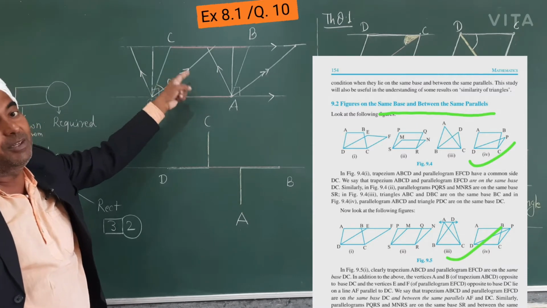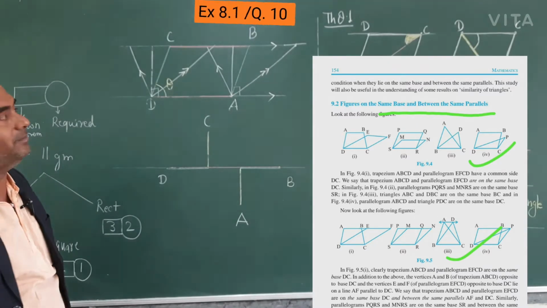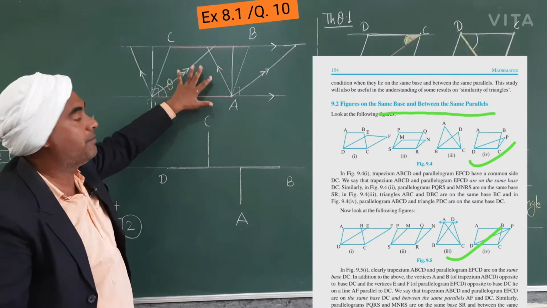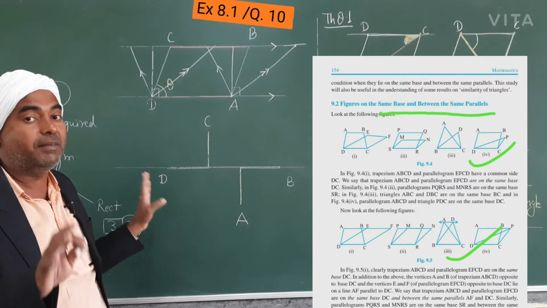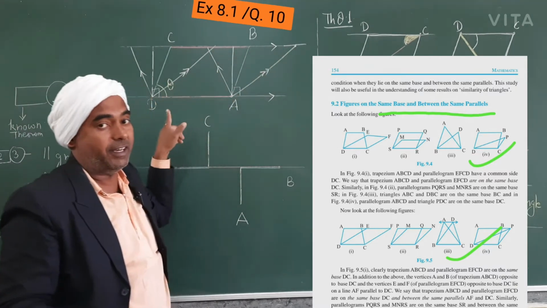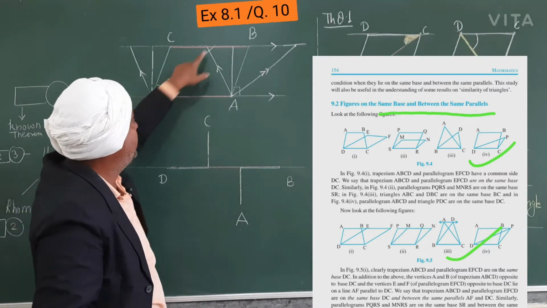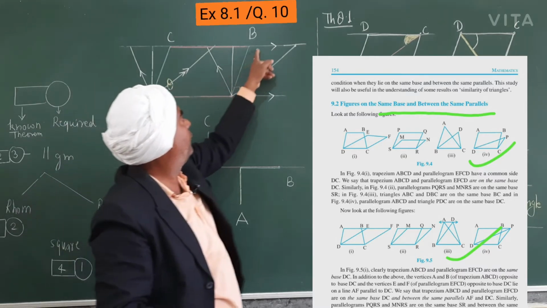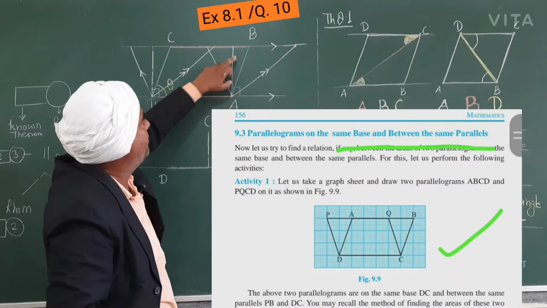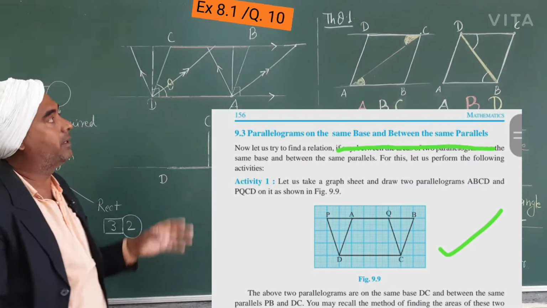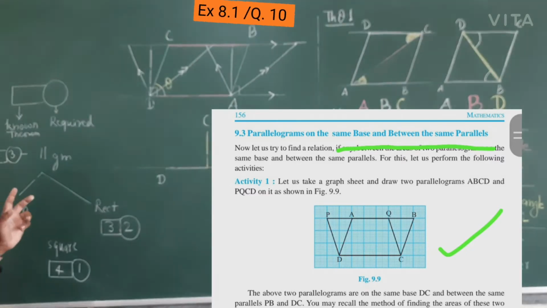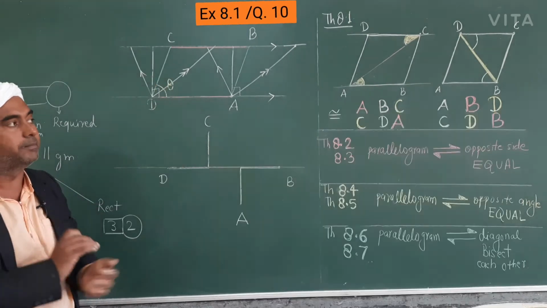This type of figure will come in chapter number 9, when they say that all these parallelograms will have the same area but different size. The perimeter will be different. As theta gets smaller, the perimeter will be more. As you move toward 90 degrees, the perimeter will be less. The perimeter will be different, but the area will be the same. I will teach you in detail in chapter 9.